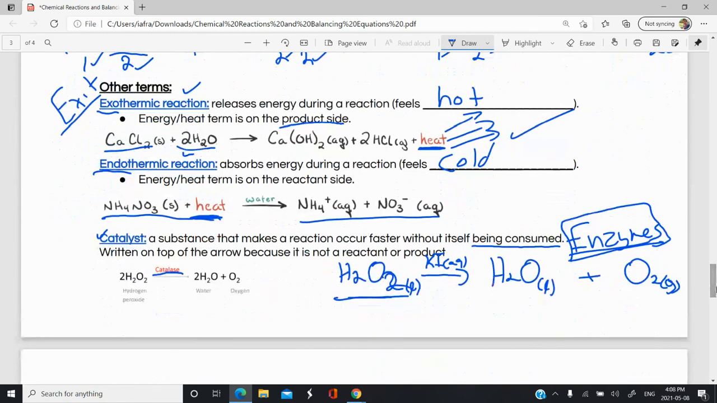Do make sure you know them and make sure you know how to represent a reaction. If I tell you it's exothermic, write it out the same way, but just make sure you put the heat term on the right side, the product side. If I say it's endothermic, write out the reaction like you normally would, but put the heat term on the left side, or the reactant side. And if I say there's a catalyst being used, just make sure you put the catalyst name on the arrow rather than as part of a reactant or a product.